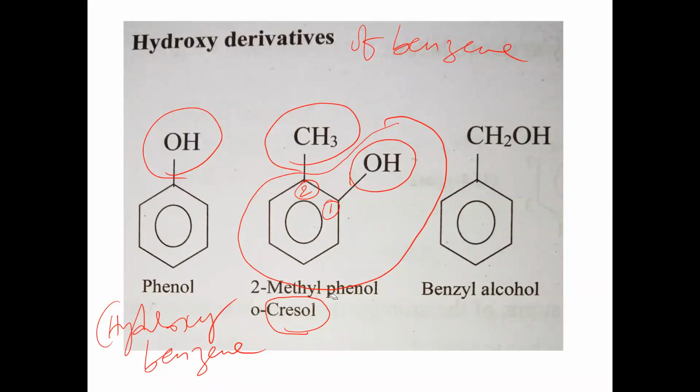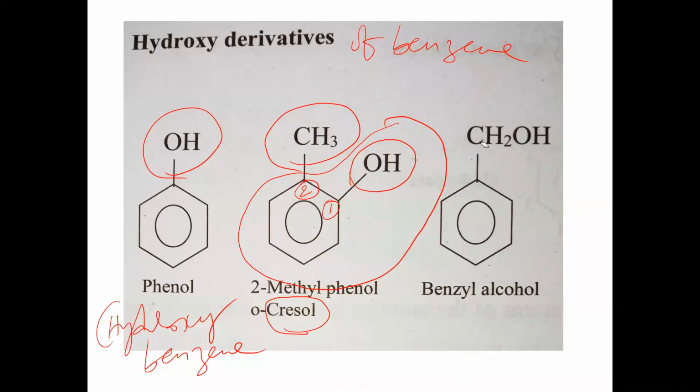Methyl phenol is called what now? Cresol. If 2 methyl groups are there, xylene. 1 methyl group and 1 OH group present on the benzene ring is called cresol. And 1 OH group on the benzene ring is phenol. 1 CH3 on the benzene ring is toluene. 1 methyl group on the benzene ring is what? Toluene. Like that. Next, here you check.